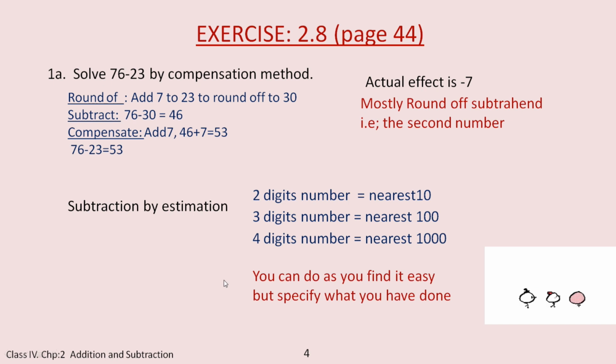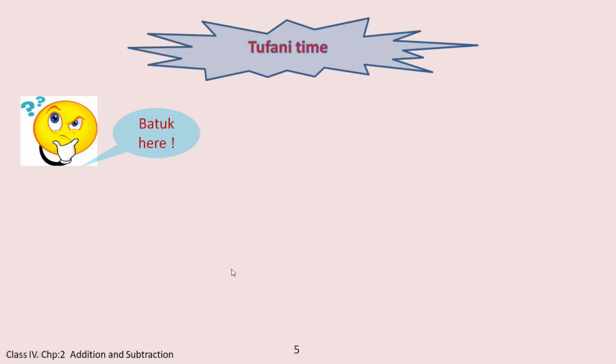Clear with it? Now it's funny time. And Batuk is here. Let's see what he has brought for you. Yes. He says, what has a head and a tail, is brown and has no legs? Can you answer this, students? You can answer by writing your comment in your comment section. And the answer to this riddle, I will give you in the next video.